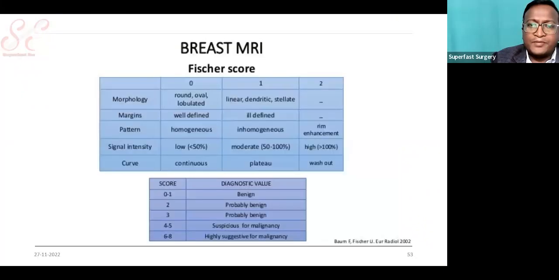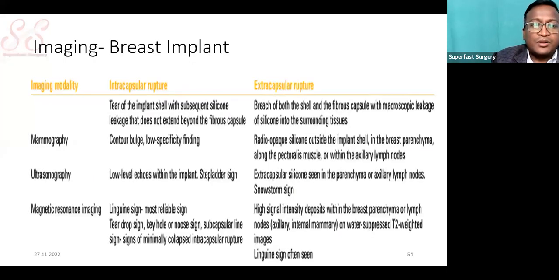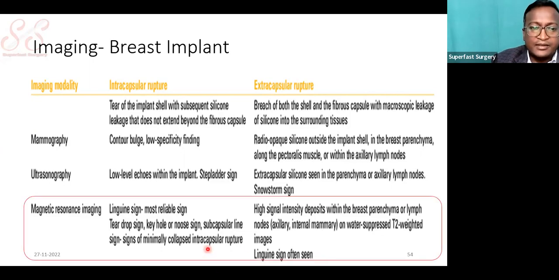Now there is one score which is known as the Fischer score. This is used in case of breast MRI, and a score of 6 to 8 is highly suggestive of malignancy based on all those criteria, that is the morphology of the malignancy, like rim enhancement, signal intensity is very high, there is washout in the curve. So when we are doing MRI in case of breast implant, then we will be getting a sign known as the Linguine sign, which is the most reliable sign to help us know that there is intracapsular rupture or extracapsular rupture.